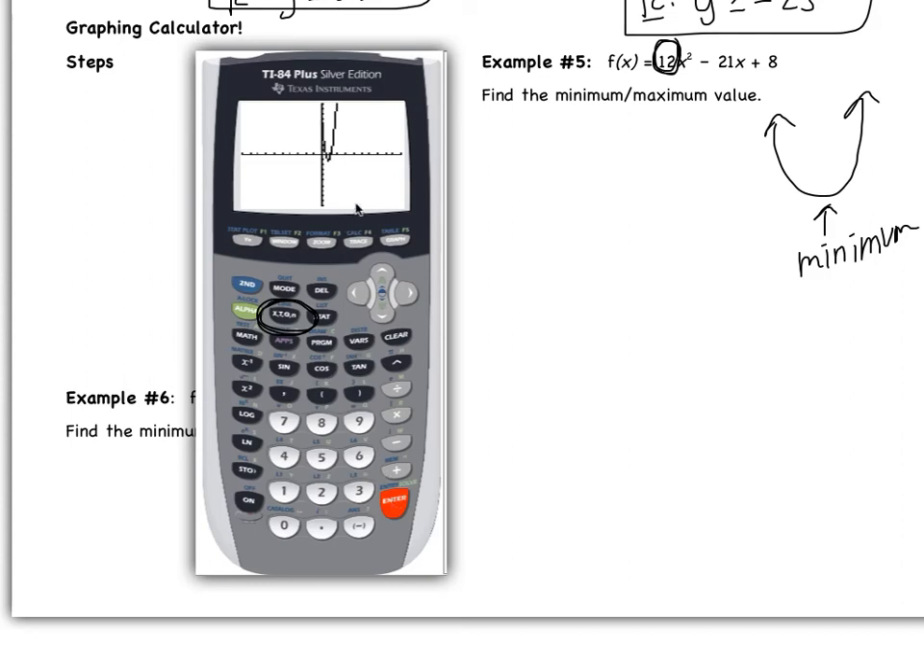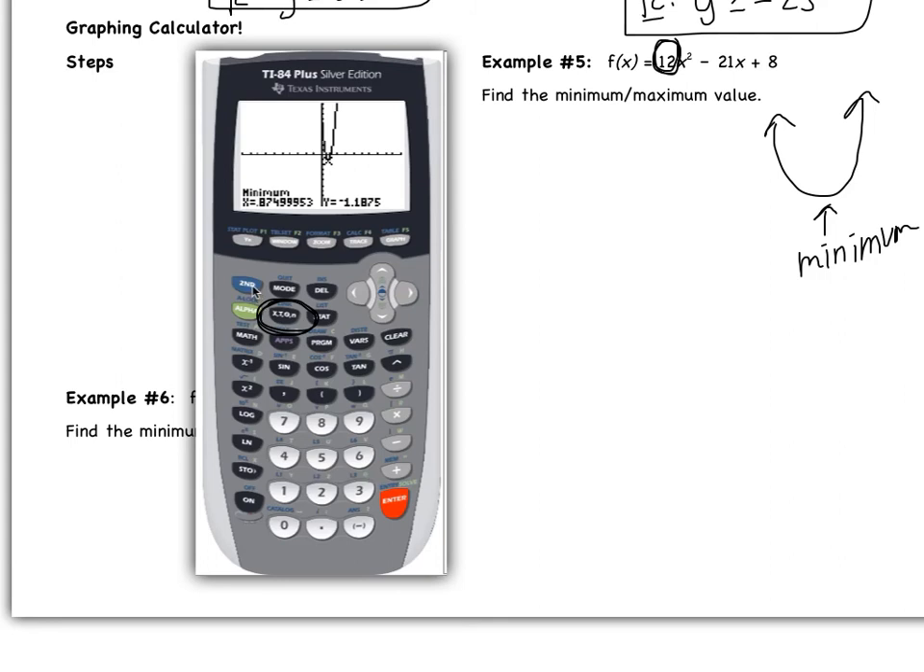We're going to calculate our minimum, so go to second trace or second calc, and we want to calculate the minimum. So choose minimum, and you'll notice there's a maximum also. Okay, it says left bound, so we see the minimum, and we need to go to the left of it, and then hit enter. Now the calculator wants the right bound, so go to the right of that minimum, and hit enter. And then it asks if you want to guess. Hit enter again. Yes, you want the calculator to guess. And this is the minimum value that we should get.